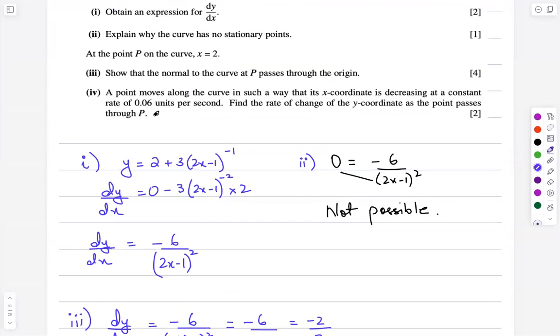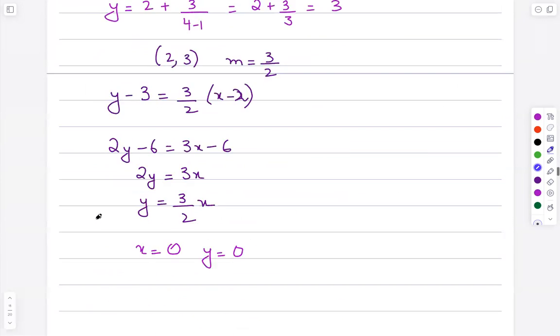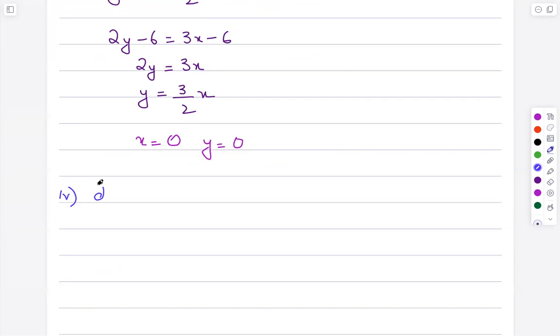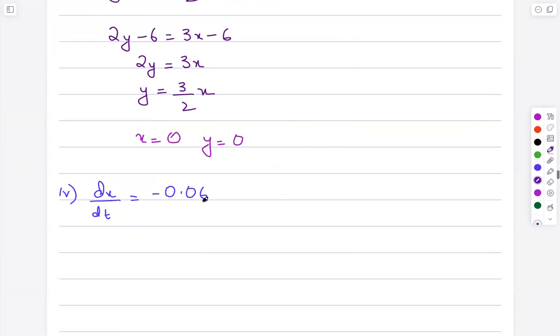In part 4, it says a point moves along the curve in such a way that the x coordinate is decreasing at a constant rate of 0.06. We have to find the rate of change of y as the point passes through P. Now, the x coordinate is decreasing at a constant rate of 0.06. It means that dx/dt will be written as negative 0.06. We need to find dy/dt. So the formula relating dy/dt and dx/dt is dy/dt equals dy/dx multiplied by dx/dt.